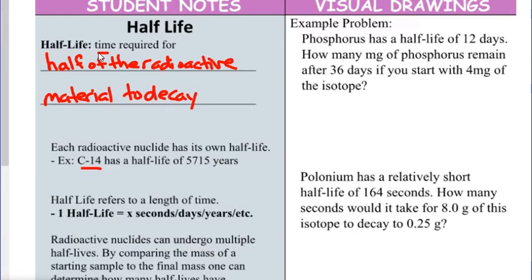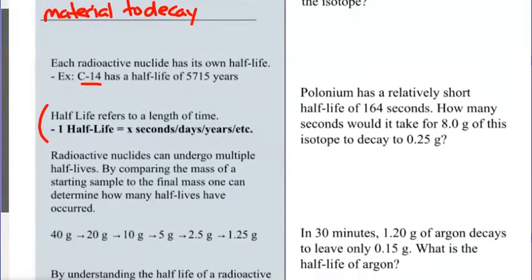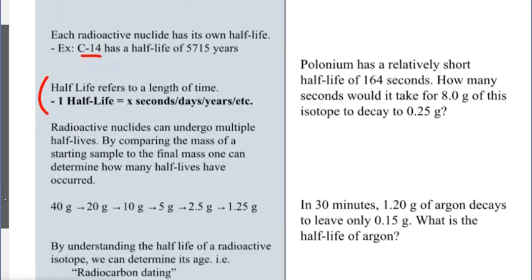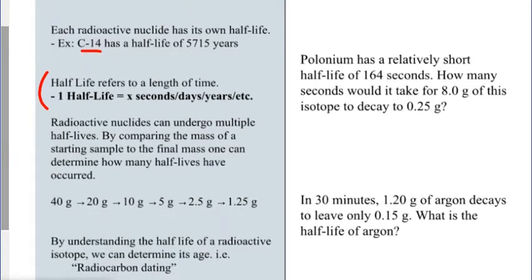Okay, so again, half-life refers to a length of time. That could be seconds, days, years, etc. And radioactive nuclides can undergo multiple half-lives, depending on how long the half-life is. So by comparing the mass of a starting sample to its final mass, you're able to figure out how many half-lives occurred. And then from that, you can figure out how old the sample is or how much you're going to have after a certain amount of half-lives have occurred.